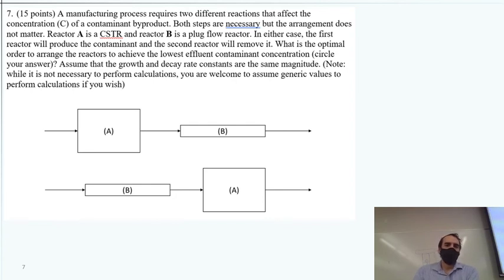So the question is, what is the optimal order to arrange the reactors to achieve the lowest effluent contaminant concentration at the end of the day? Circle your answer. Assume that growth and decay rate constants are the same magnitude. And I put a note that you don't have to perform calculations, but you are welcome to assume some sort of generic values. There is a problem here because there's a couple problems here.